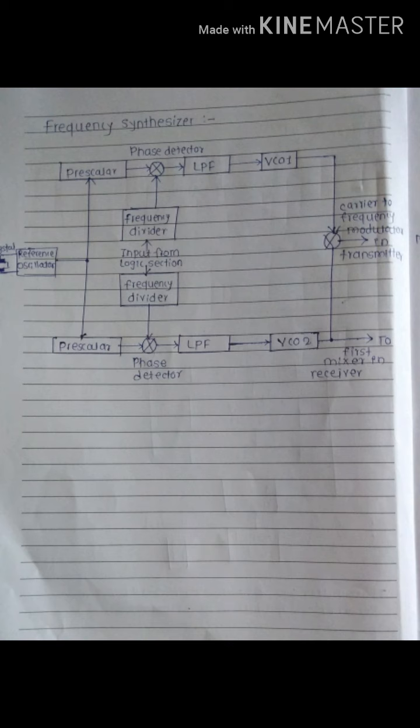The feedback path is given through a frequency divider in between the VCO and the phase detector. The frequency divider block receives the divide by numbers from the logic section. Its main function is to receive the divide by number, and these numbers are given by the mobile telephone switching office computer.